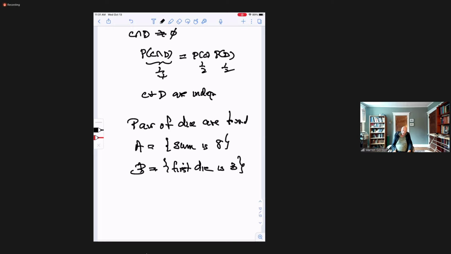So question, are these independent events? Intuitively, and then let's prove it. Okay, so can we reason intuitively? Would these be independent events? Why?